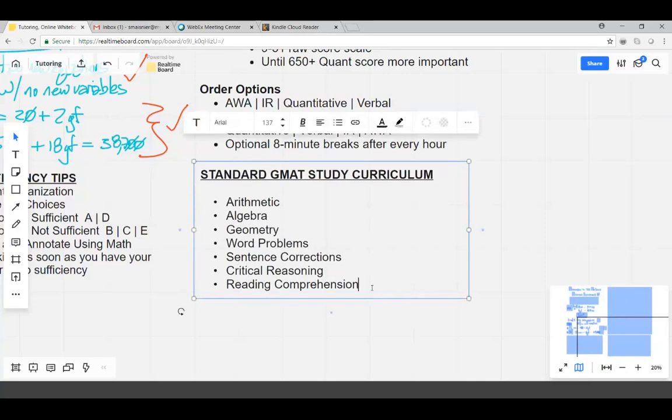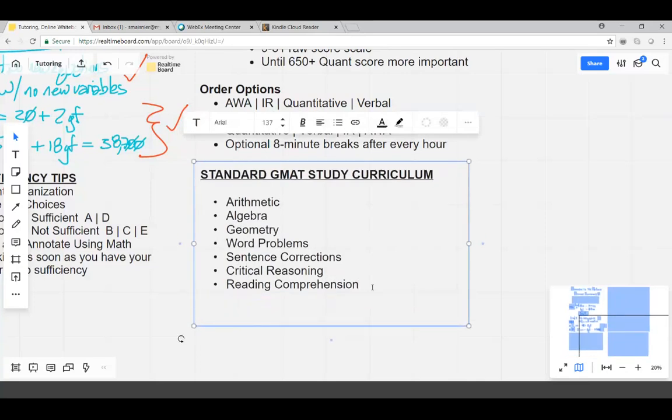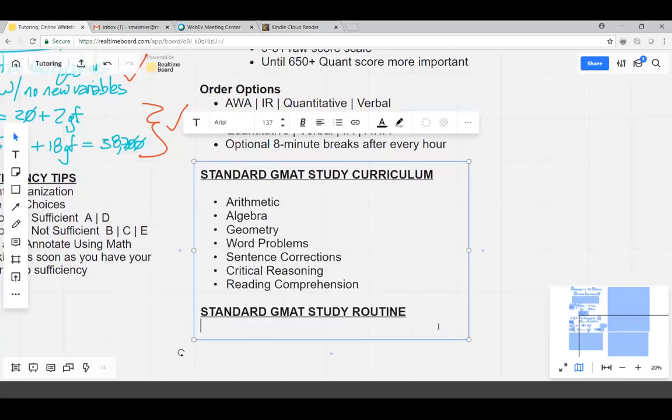So then you've got to consider, how do you do it? A standard rigor of a study routine is going to be something like this. Generally, since most GMAT students tend to be folks who have professional careers, you're going to want to do this before you go to work in most cases. What I like to tell students is that your GMAT prep will not affect your workday. Your workday will affect your GMAT prep. So generally, I recommend 60 to 90 minutes of study in the morning.